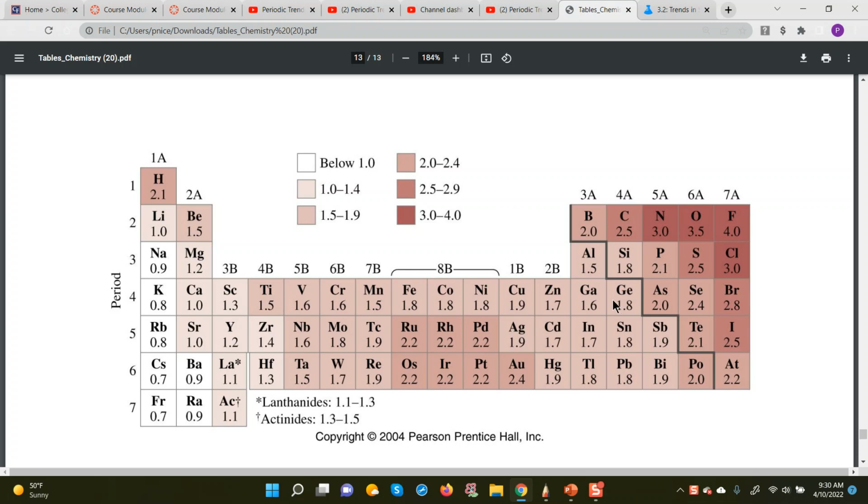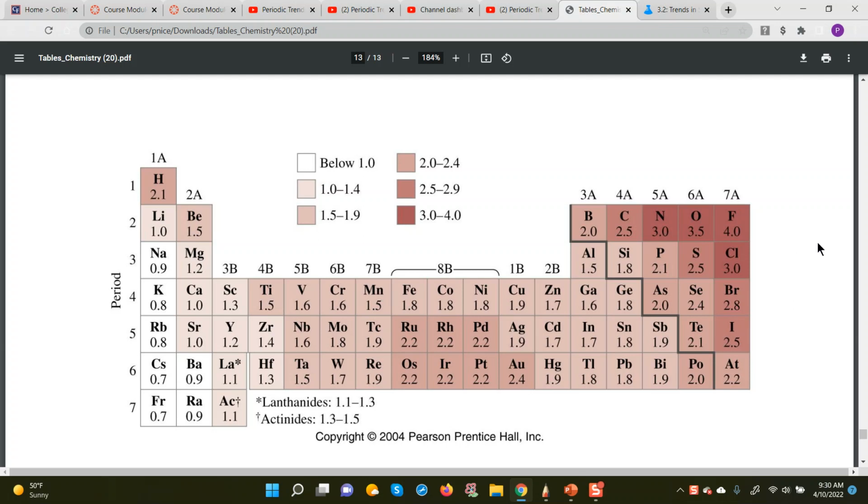Now there's one more trend I need to discuss, which unfortunately I do not have the slides for, but I can talk about it. And it has to do with electronegativity, right? Electronegativity is basically the ability of an atom to attract shared electrons to itself, all right? And I think we talked about it in an earlier chapter.